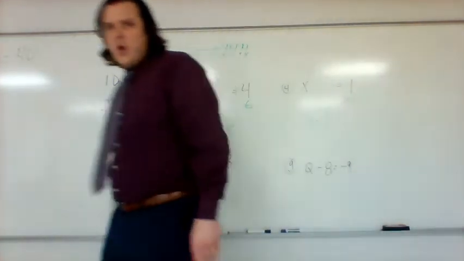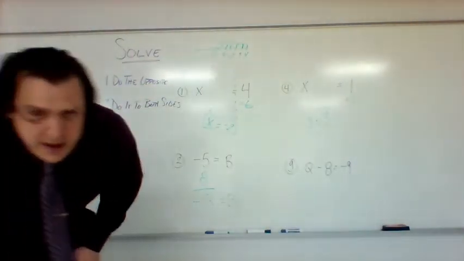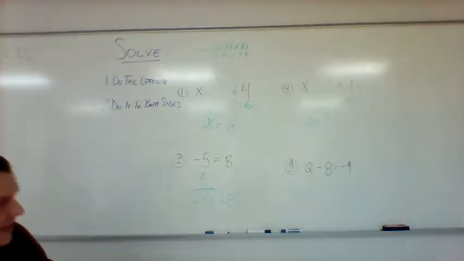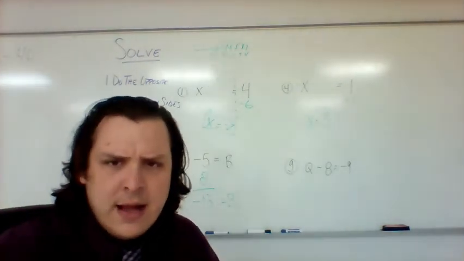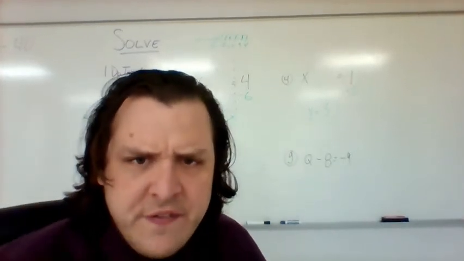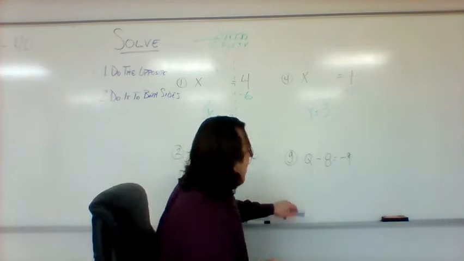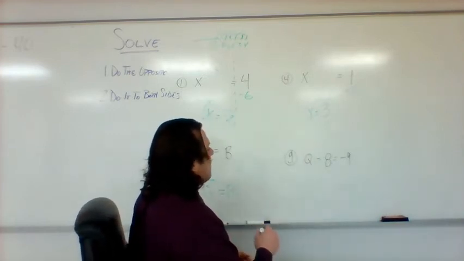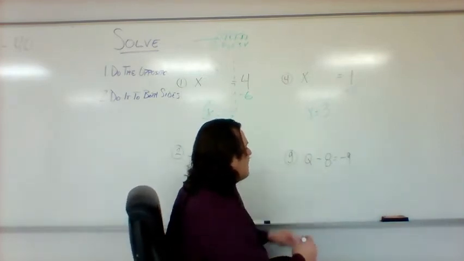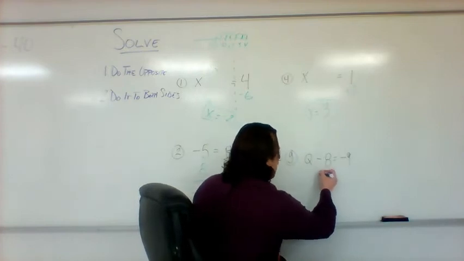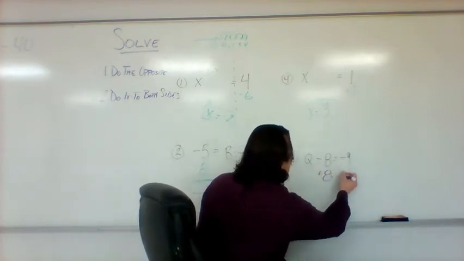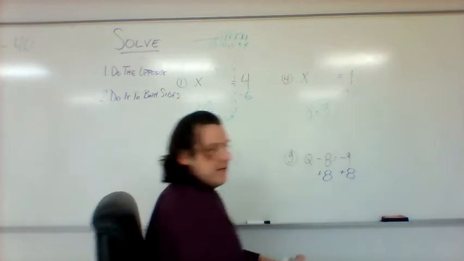Okay, so last question here. It looks like my green ink is a little faded there, so I'm going to use some purple from now on. So I have q minus 8. I'm going to do the opposite. The opposite of that is adding 8, so I'm going to add 8.